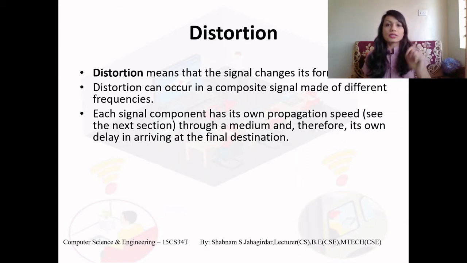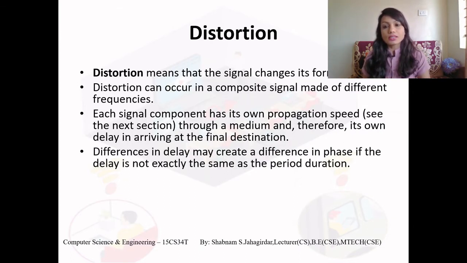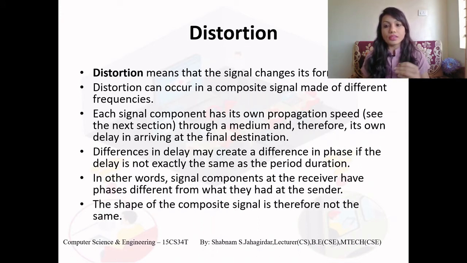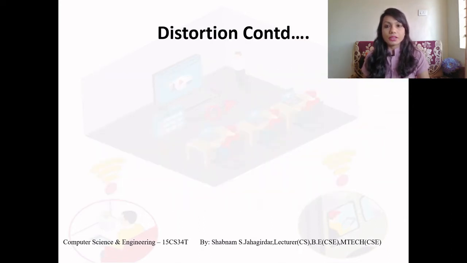When a composite signal is going, it will have many components. All the components will not move at the same time. So what will happen? There will be a change in shape and form at the receiver. That is known as distortion. A difference in delay may create a difference in phase if the delay is not exactly the same as the period duration. That is, signal components at the receiver will have a different phase from what they had when sent. The shape of the composite signal is therefore not the same.